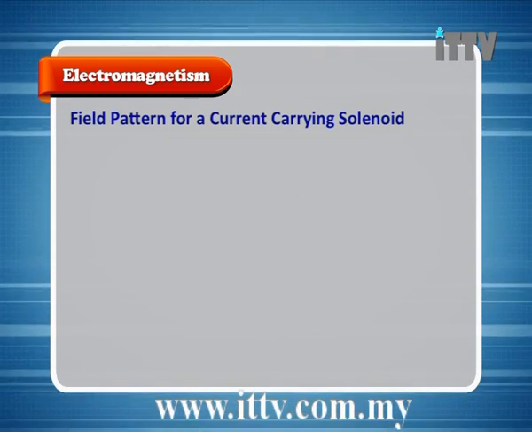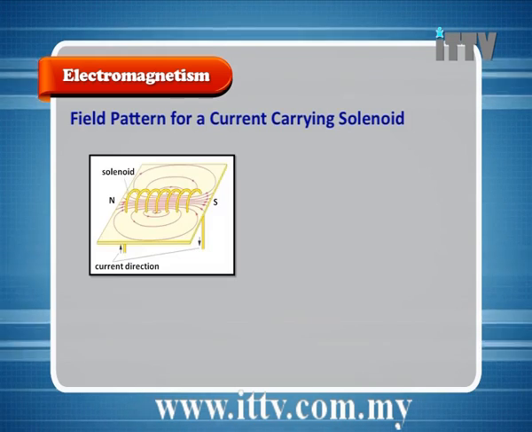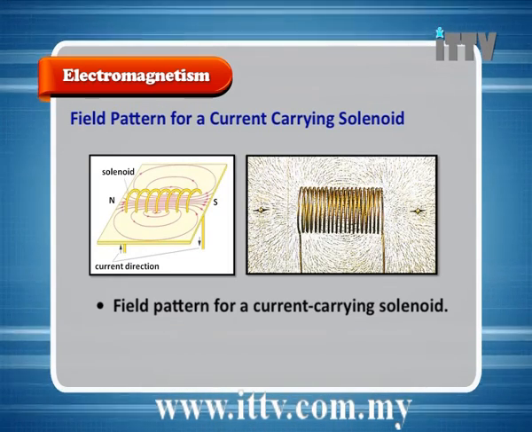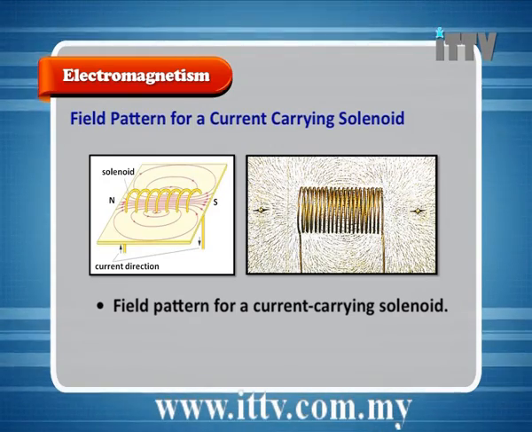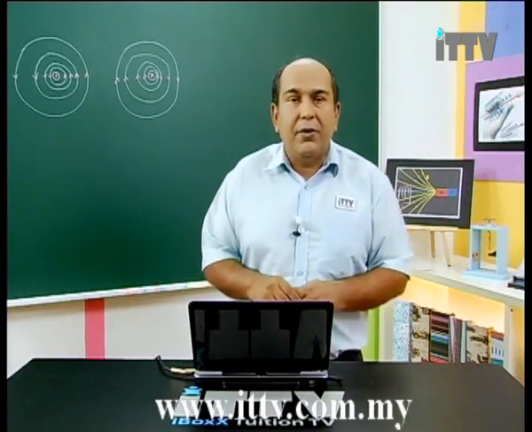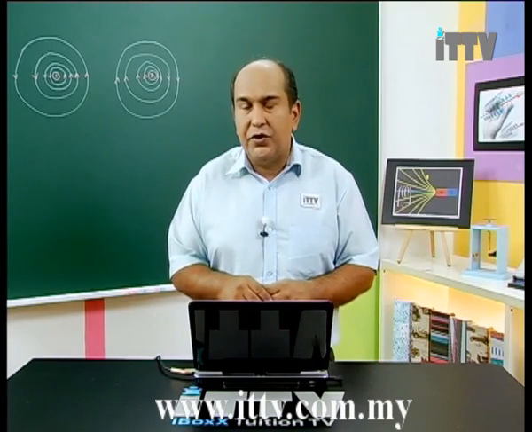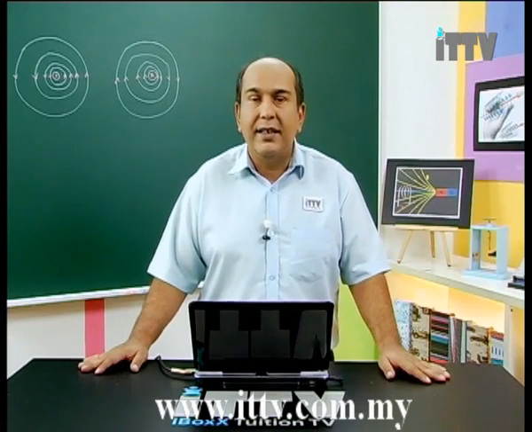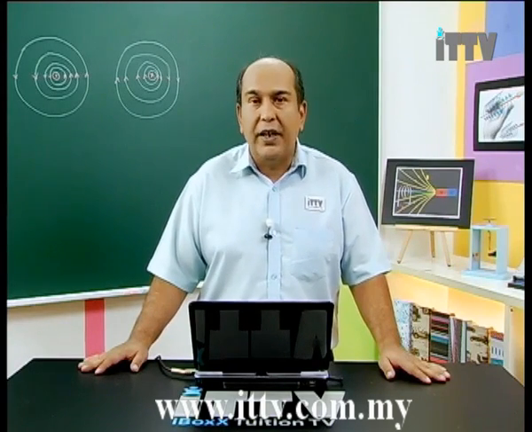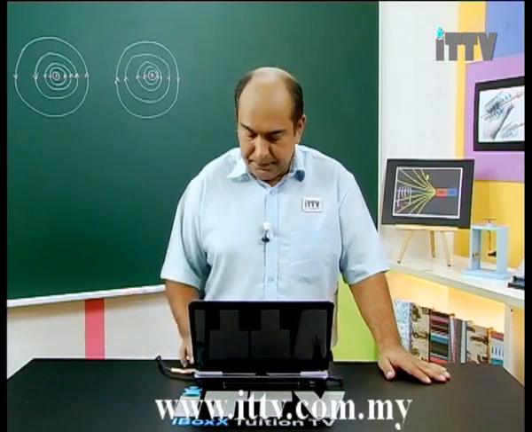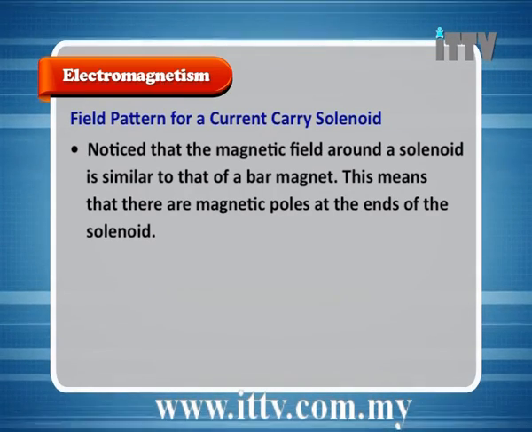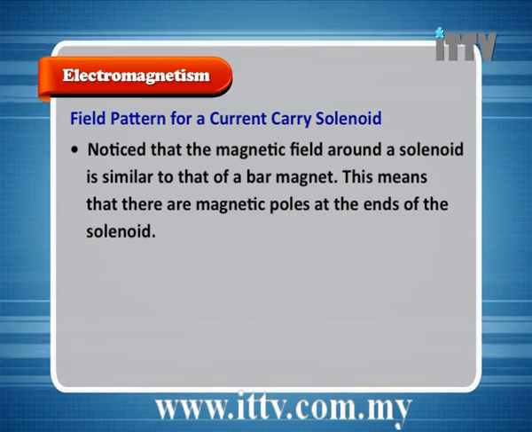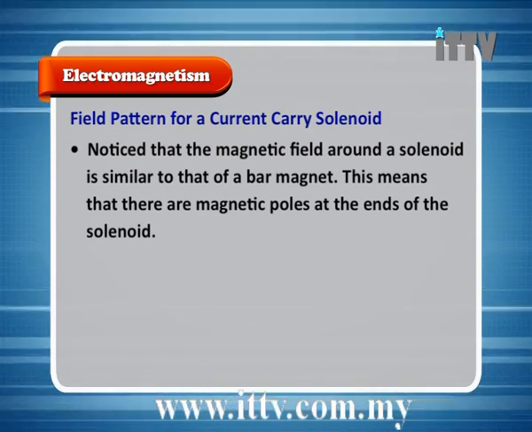Field pattern for a current-carrying solenoid. The diagram shows you a solenoid. Now, as you can see in the diagram, the field pattern for a current-carrying solenoid looks very similar to that of a bar magnet, with a north pole and a south pole, and the field moving from north to south. Notice that the magnetic field around a solenoid is similar to that of a bar magnet. This means that there are magnetic poles at the ends of the solenoid.